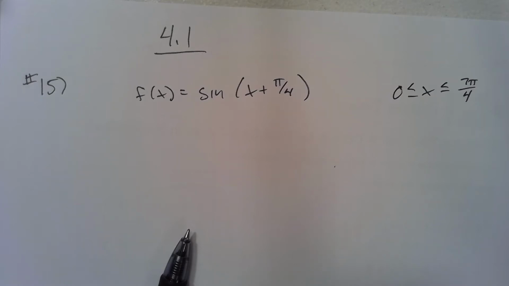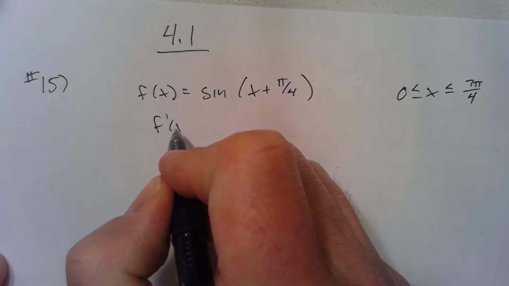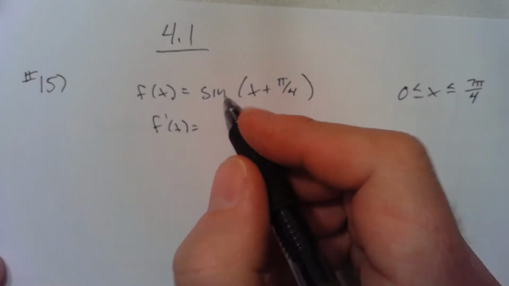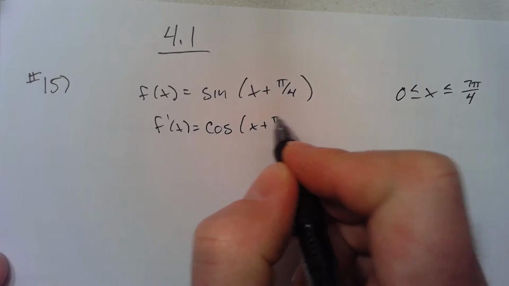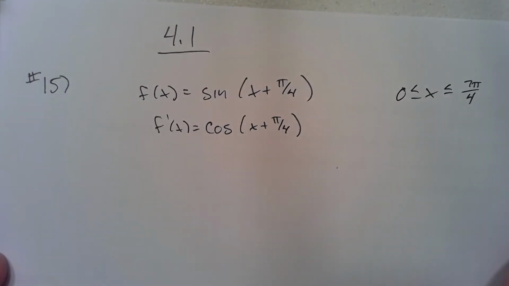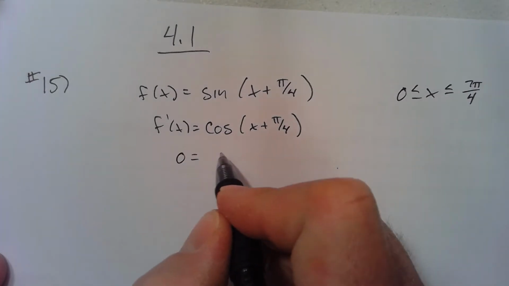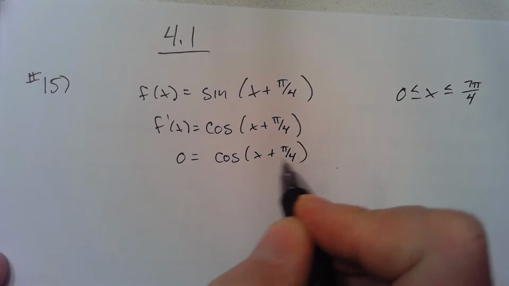4.1, number 15, we're trying to find extreme values using analytic methods. So we start by finding the derivative. F prime of x equals, the derivative of sine is cosine, so cosine of x plus pi over 4 times the derivative of the inside, which is just 1. So now we can set it equal to 0. So the cosine of x plus pi over 4 equals 0.